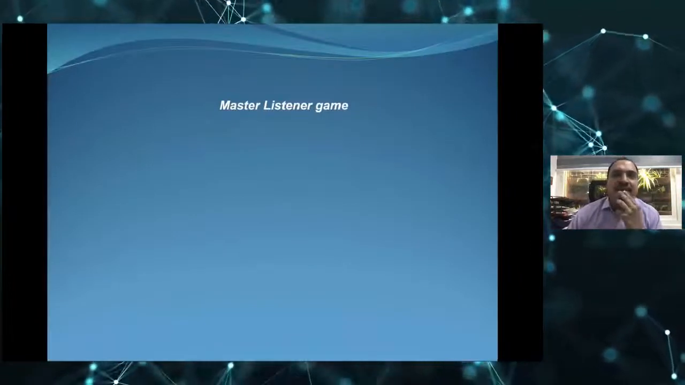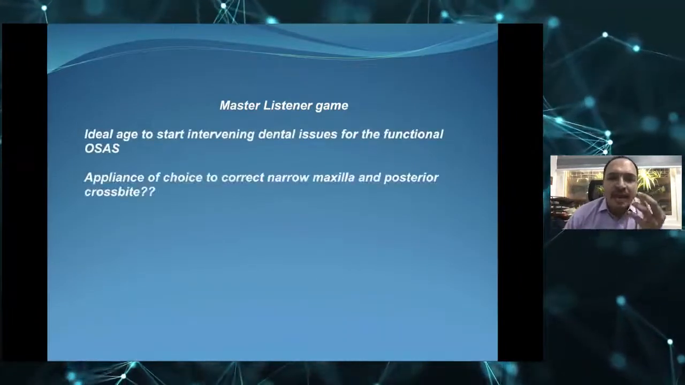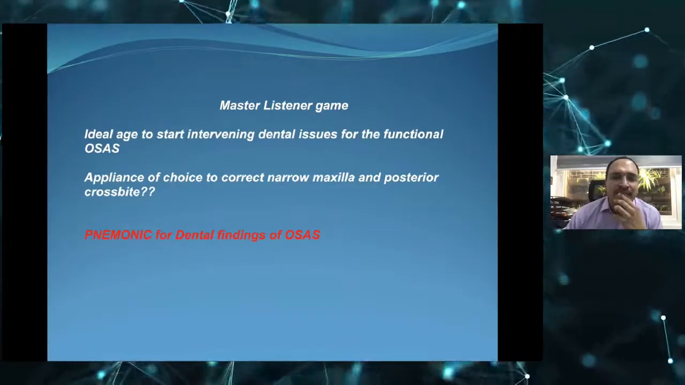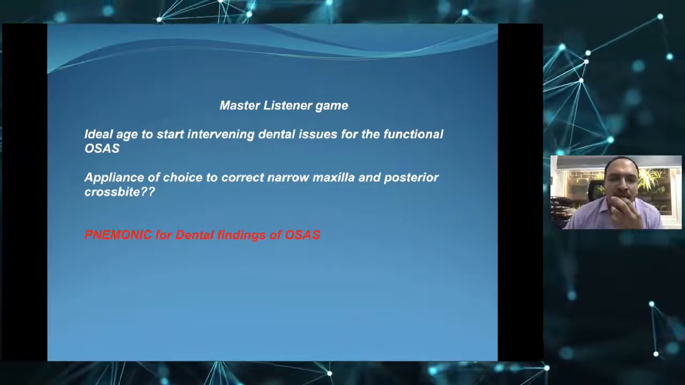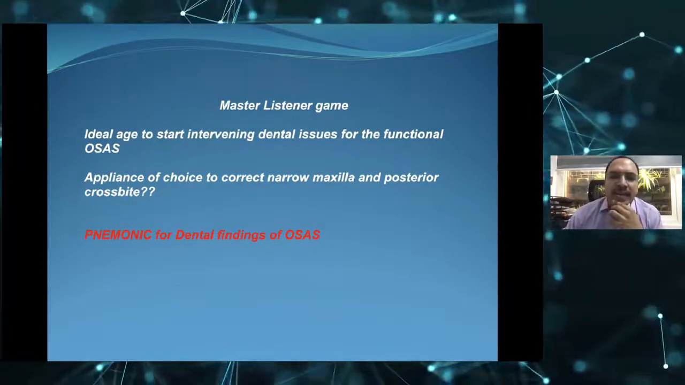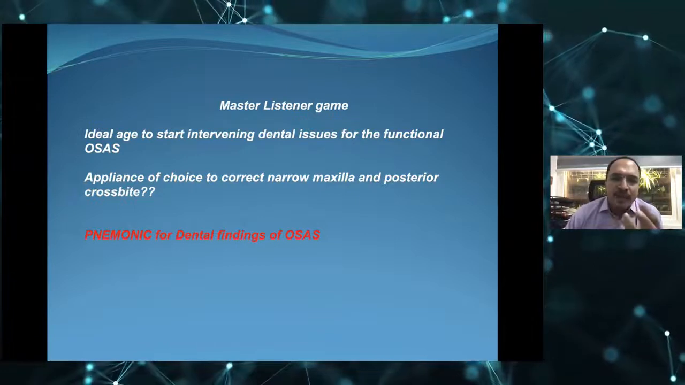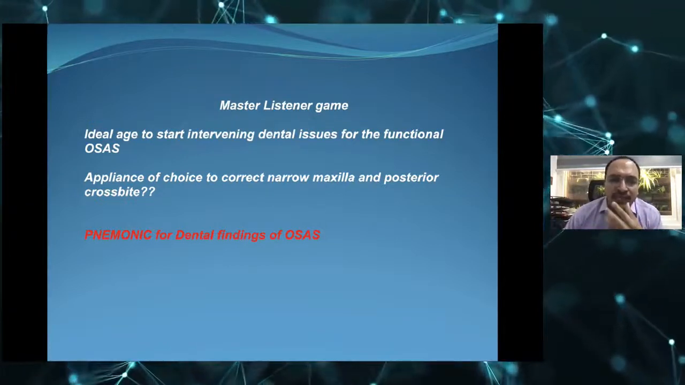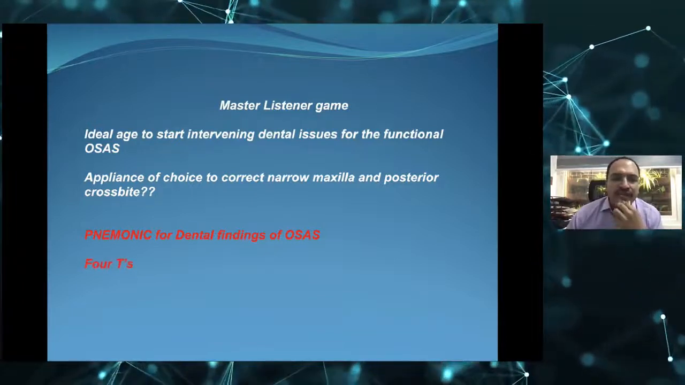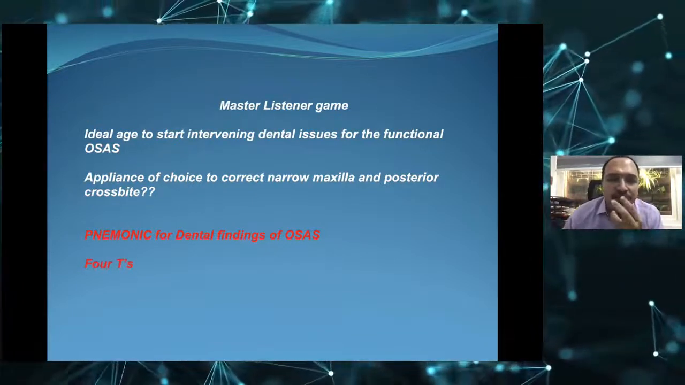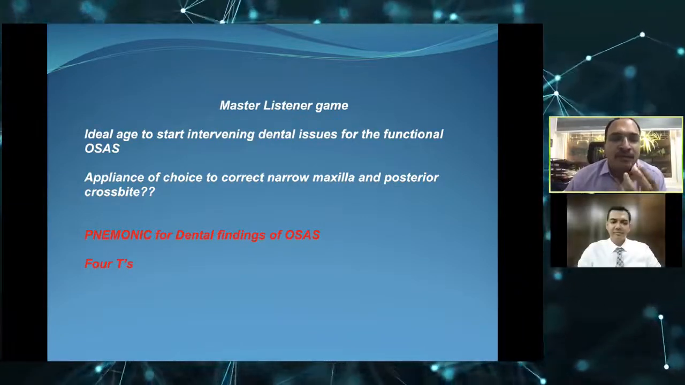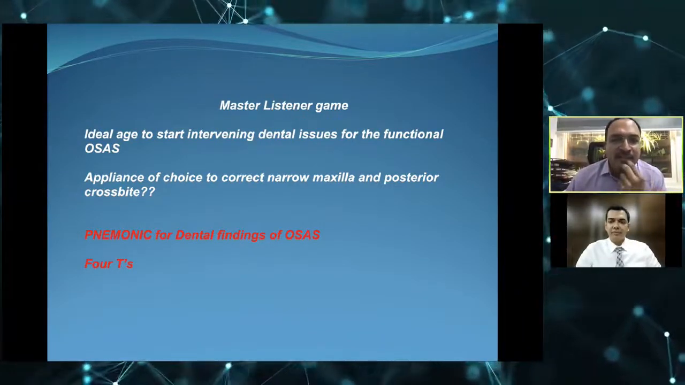So the master listener game for the day: what is the ideal age to start intervening in dental issues for functional OSAS? People in the audience, you can try to answer this. What is the appliance of choice to correct narrow maxilla and posterior crossbite? What is the mnemonic for the dental findings of OSAS? And the 4 T's: what are the 4 T's which are considered bad for development from the myofunctional ENT and developmental perspective? So these are the 4 questions.